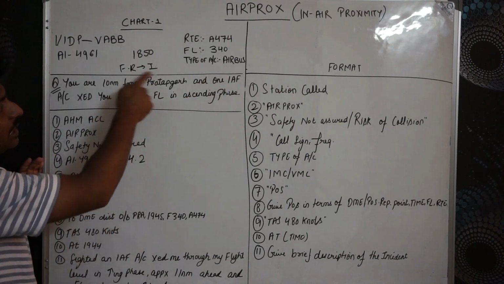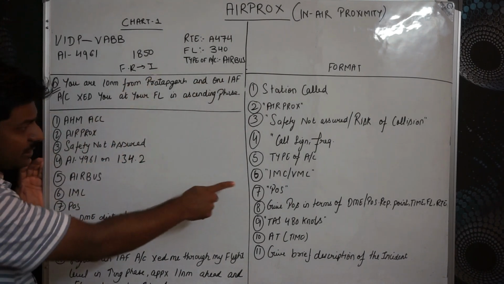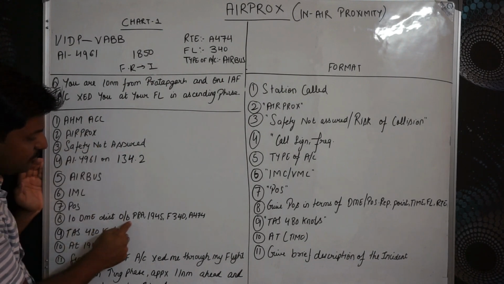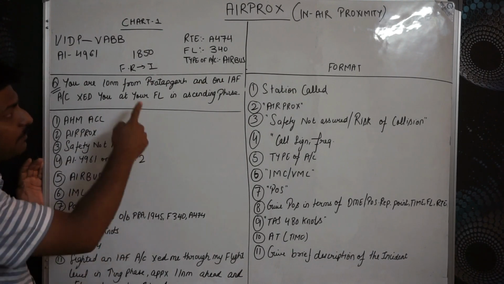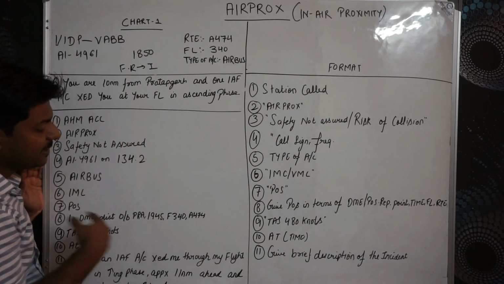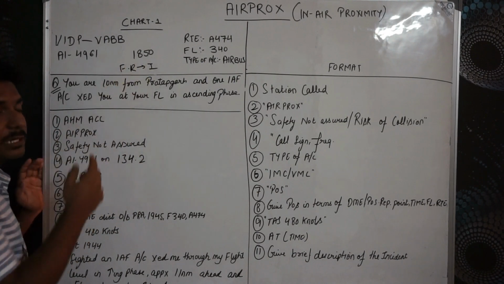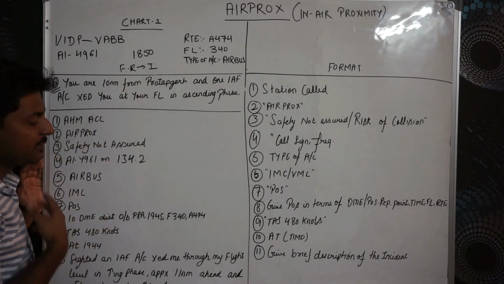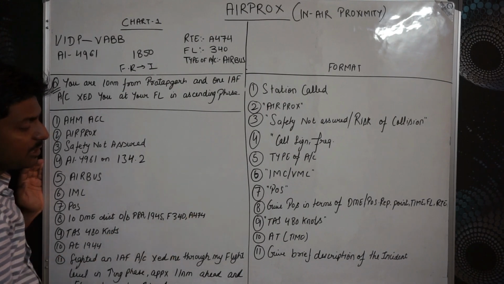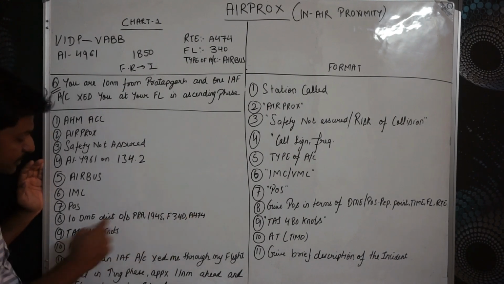IMC I have taken because the flight cruise is I, so I have taken IMC. Then position is 10 DME outbound Papa Romeo Alpha, which is Pratapgarh's VOR code. 1945 I have taken as the hypothetical time because my chock stop time was 1840, so I have taken 1945. And then flight level is 340, Alpha 474 is the route.